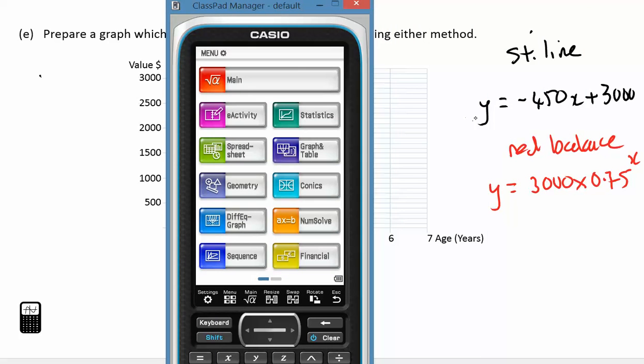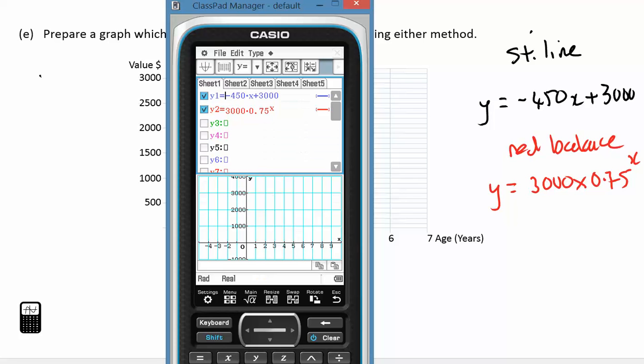In order to show this to you graphically, the graphics calculator proves to be very handy. I'll set up my two equations as y equals negative 450x plus 3,000, the calculator understands x's and y's, and the reducing balance is y equals 3,000 times 0.75 to the power of x. I've set up my two equations. With a little bit of fiddling, I've been able to generate the two graphs, both starting at 3,000, both dropping down, and somewhere just beyond 5 years, they have the same value.